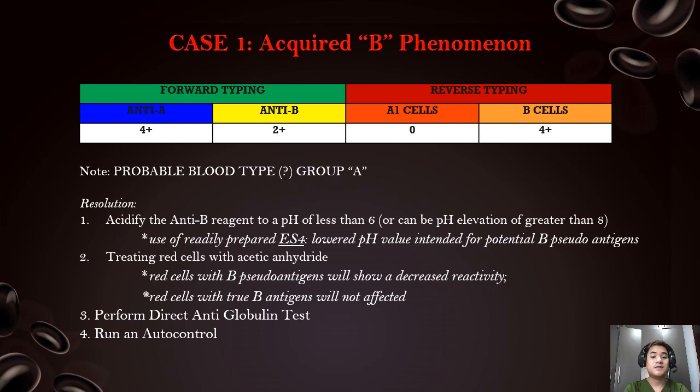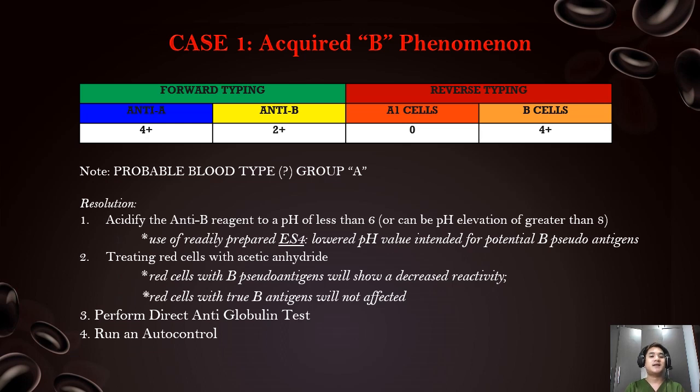However, due to the presence of a weak agglutination reaction on the anti-B on the forward grouping, one can be confused with the reading as blood type AB. That's exactly why we can determine the true blood group via counterchecking with the results on the reverse typing, which actually demonstrated a strong 4 plus agglutination on the B cells. So, a sample with a true anti-B reactivity on the forward must not have an agglutination on the B cells in the reverse typing. To resolve this, we normally acidify the anti-B reagent to a pH of lower than 6 or raise it to a pH greater than 8.